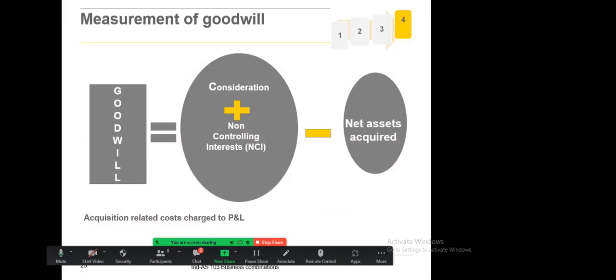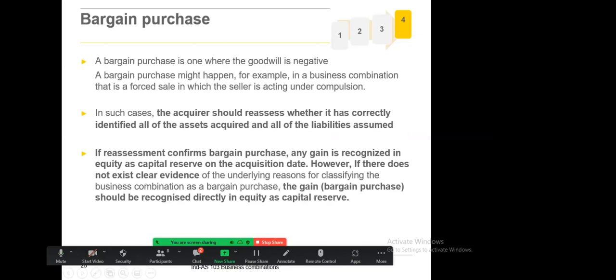Now coming on to how goodwill is calculated. When you pass your entry for your business combination, it can either be goodwill or a bargain purchase gain, depending on whether you have paid more and received less, or received more and paid less. So a bargain purchase is one where goodwill is negative. If I take you back to the older days of Indian GAAP, not Ind AS, bargain purchase is another name for your capital reserve.